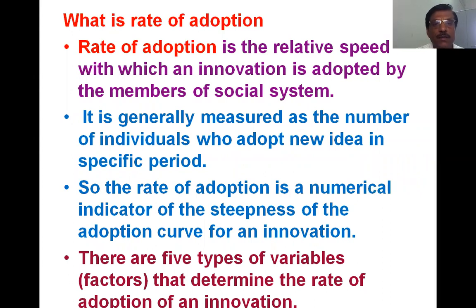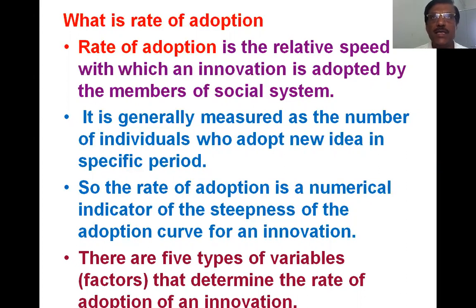So let us see first what is rate of adoption. You know, adoption is a decision to make full use of an innovation. So rate of adoption is the relative speed with which an innovation is adopted by the members of the social system. How fast the innovation is adopted by the members of the social system is nothing but rate of adoption.